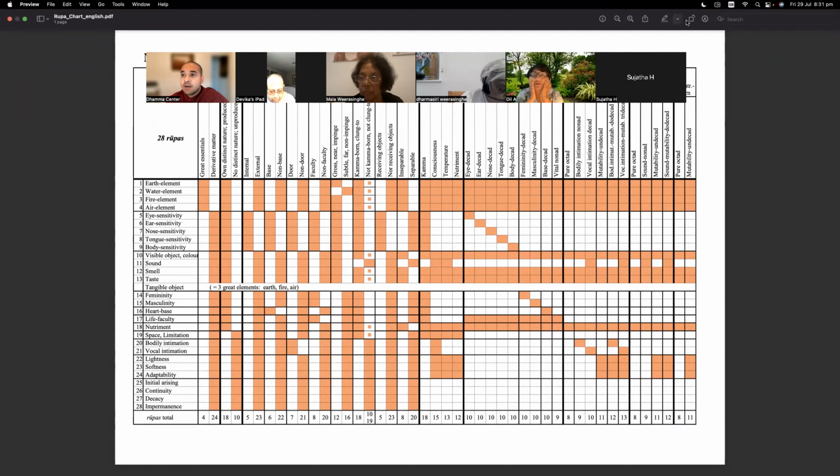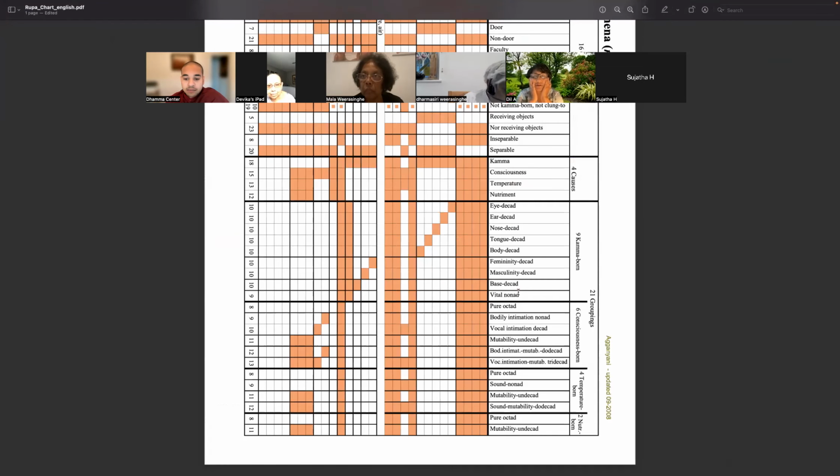We have mutability in three sections: consciousness-born, temperature-born, and nutrition-born. Bodily intimation mutability dodecad and vocal intimation, which are consciousness-born. Then we have temperature mutability undecad, and mutability undecad in the nutritive-born essence.